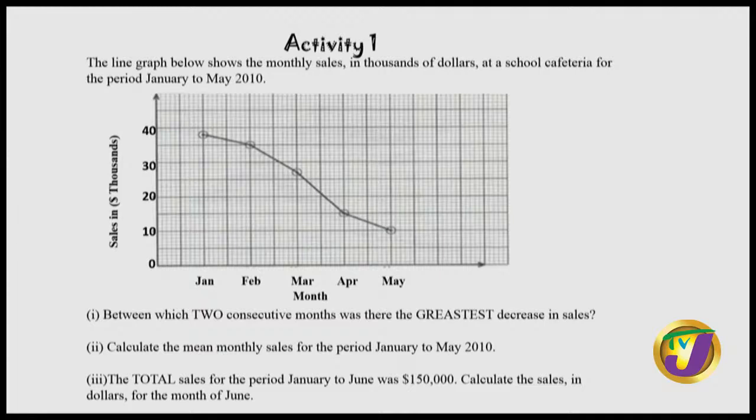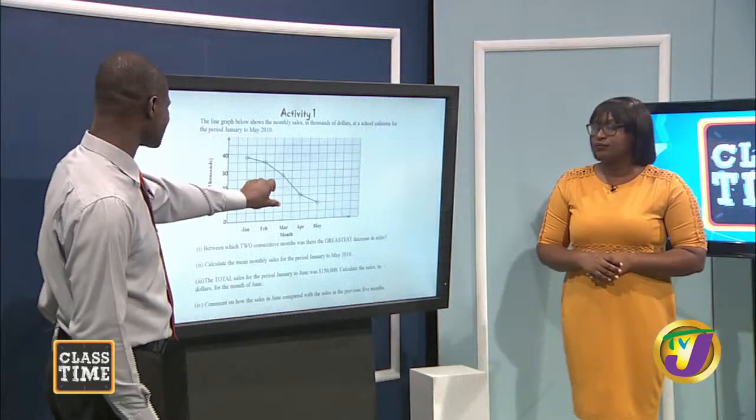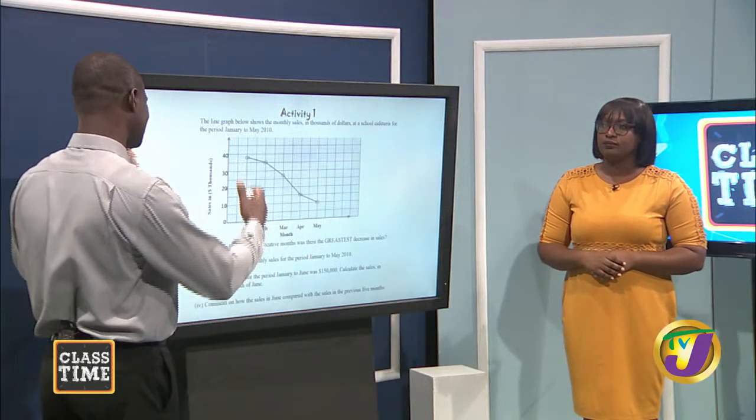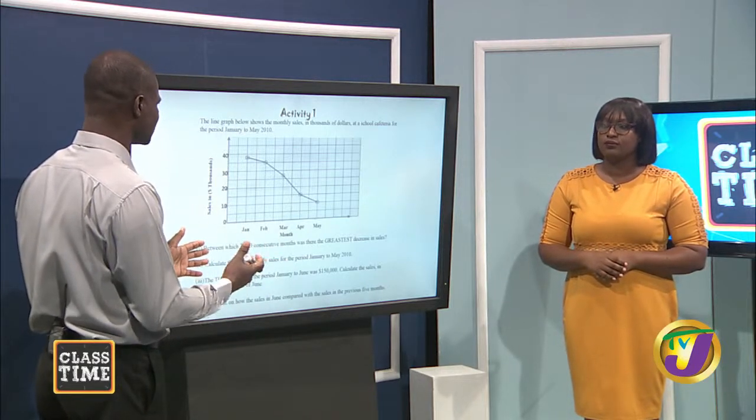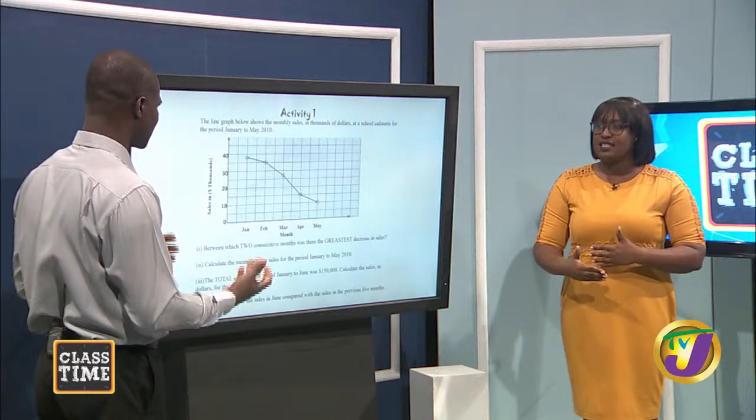So, between what 2 consecutive months was there the greatest decrease in sales? Based on what the question is asking, and this is a CSEC past question, they have bolded 2 as well as greatest to remind us that we are dealing with just 2, and then we have the word consecutive. What do we mean by consecutive? One after the other.